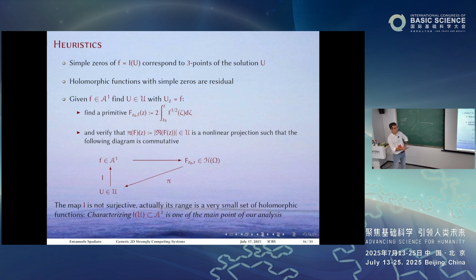In some sense, it's not true that every holomorphic function is the Hopf differential of a solution to our problem. Actually, this set of Hopf differentials is a very small set. So if we want to apply this heuristic, starting from a Hopf differential, modify it to have simple zeros, and then integrate it back to a solution, we need to characterize the space of Hopf differentials for this problem. So this one is the first step we undertook in this analysis.